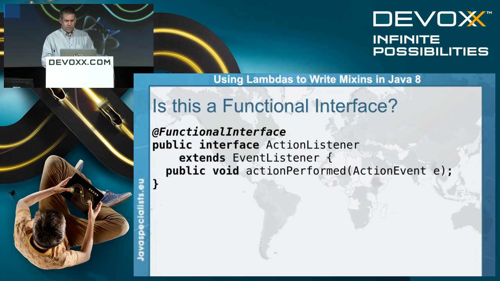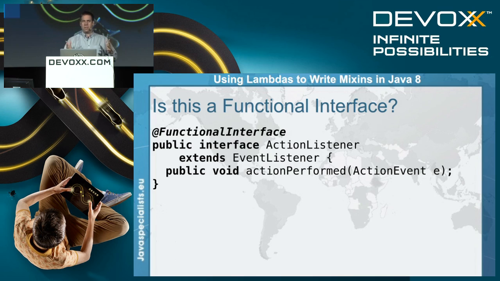All right, now, what about this one? ActionListener. Who says this is definitely a functional interface? Okay, slightly fewer hands, but still quite a few. Who says it might be a functional interface? Okay, a few more hands. Who says it's not a functional interface? Okay, nobody's brave enough to stand up against the crowd, right? All right, so the answer is not so simple.